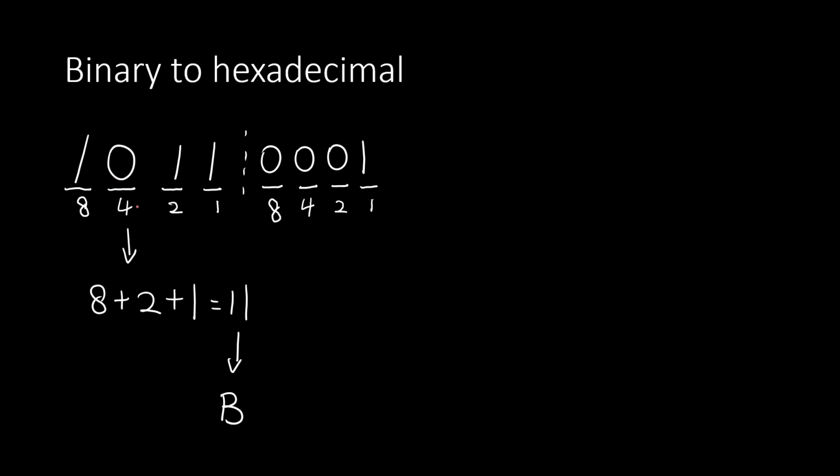For the left-hand side group, we have 8 plus 2 plus 1, which is 11. Then we have b here. And for the right-hand side, it's quite simple. It's just 1. And then we write these together, which is b1. You can verify yourself that b1 is exactly the same as this binary number.